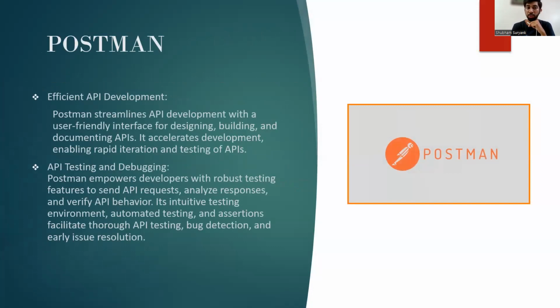So coming to Postman, this software helps us to test the linking of the database with the backend. Efficient API development is one of the features given by Postman. Postman provides API development with a user-friendly interface for designing, building, and documenting APIs. API testing and debugging was also helped by the Postman software. Postman empowers developers with robust testing features to send API requests, analyze responses, and verify API behaviors.